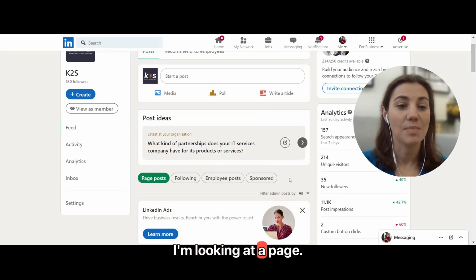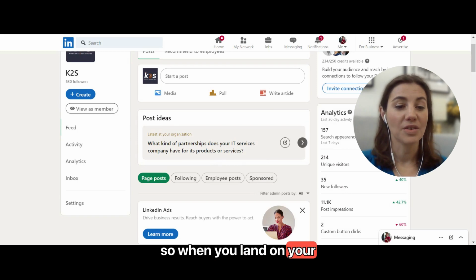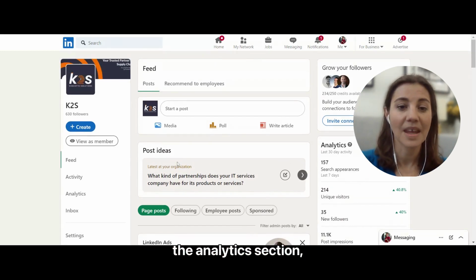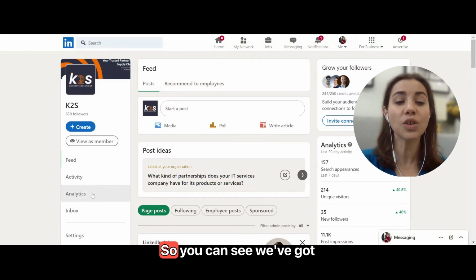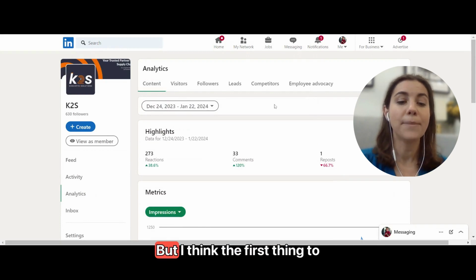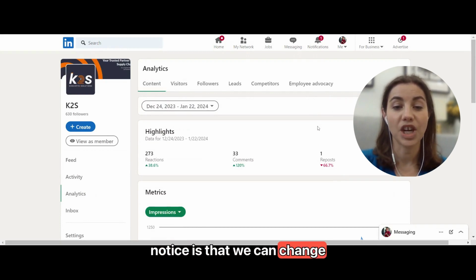I'm looking at a page. So when you land on your LinkedIn page, the first thing you want to do is head over to the analytics section, which I'm going to open now. So you can see we've got a bunch of tabs there. We'll have a quick look just now at what we've got there. But I think the first thing to notice is that we can change the date range.